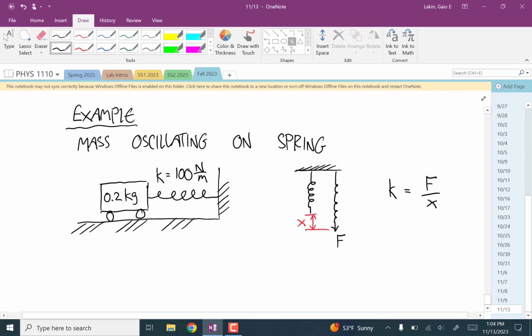And you can imagine that number would get higher the stiffer the spring is, because if you have to apply 1,000 newtons of force to it to get it to only stretch part of a centimeter, that's a really stiff spring, and you'd get a really big value for that K. Okay.